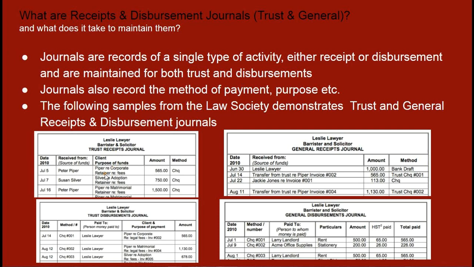Okay? Now, if you take that same example of Peter Piper from a trust receipt journal where you received money, you can clearly see what should come into this journal document. You can see there is the date. So when did that money come in? Who paid that money? So you can see there was a client. What was the purpose of that money coming in?